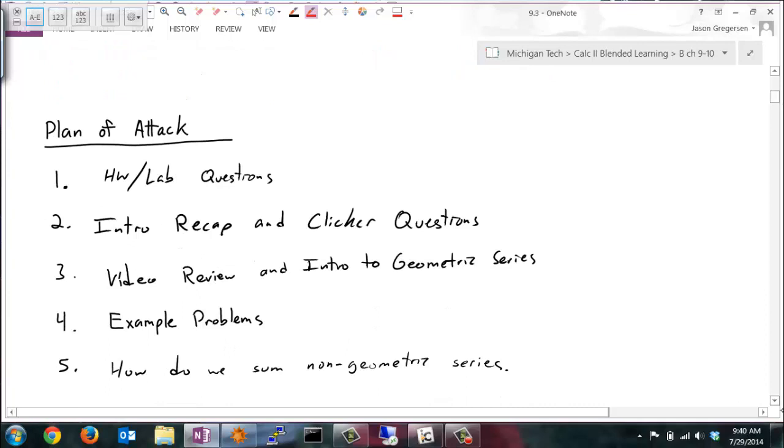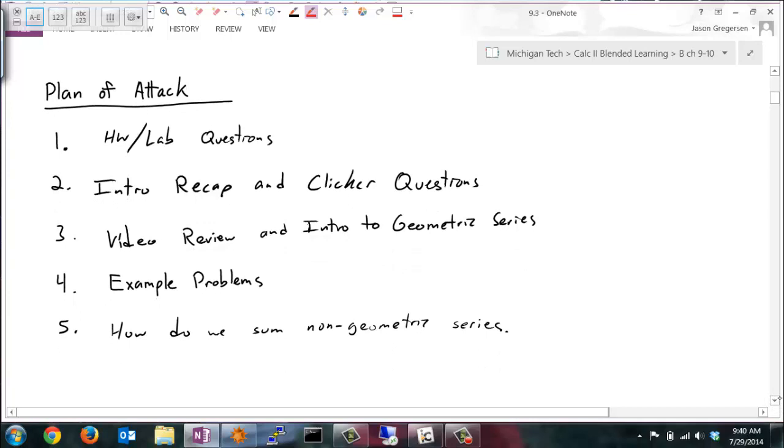Plan for today. I'm going to start off with questions from the homework or the lab that's due tonight. After that, we're going to do a quick little recap of those first 2 sections of Chapter 9. And I have a bunch of clicker questions that we're going to do along the way just to make sure we're comfortable with those core ideas. After that, we're going to do a little video review and see if we have any questions with the geometric series. Then we're going to go into some example problems and extend those ideas.